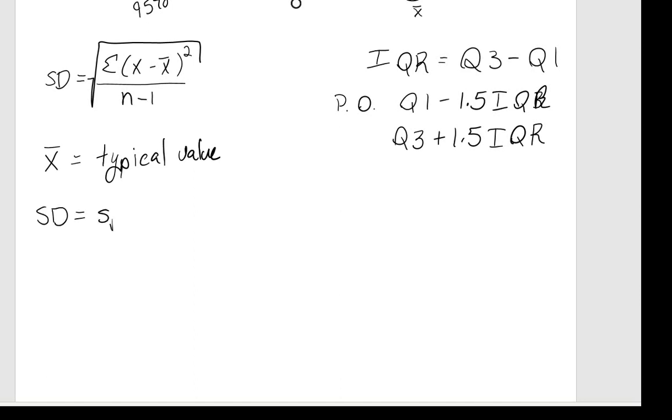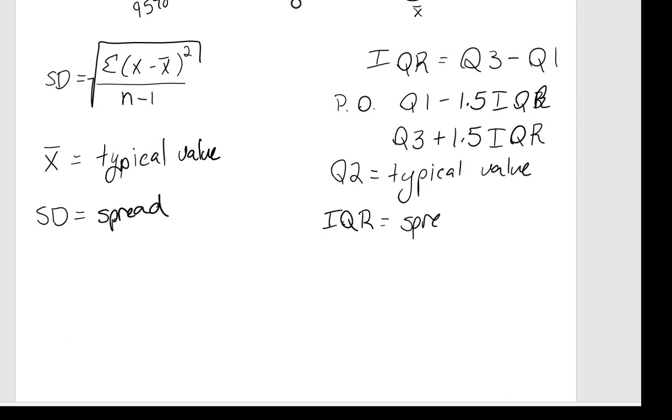Also, the average is going to be the typical value. Remember, the standard deviation is going to give us an idea of the spread of our data. Whereas on skewed data, we're going to use Q2, which is the median. That's also going to give us the typical value. And what will tell us the typical spread of our data will be the IQR.